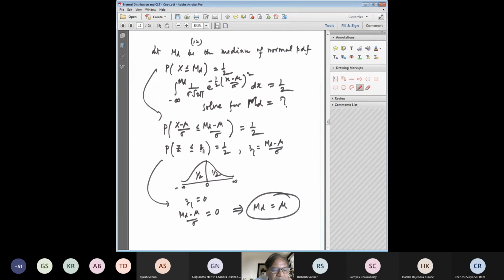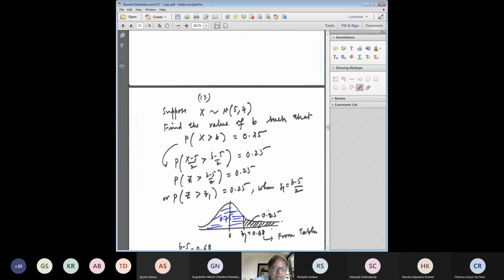So automatically z1 becomes 0, which means probability z less than 0 is half. So z1 value is 0. So z1 is 0 means (md minus mu) by sigma, because this value we represented by z1. Okay, if you look at it here, this value we have represented by z1. So z1 is 0, and when you simplify, it becomes mu. So instead of solving the integral, you can easily see that median is equal to mu.